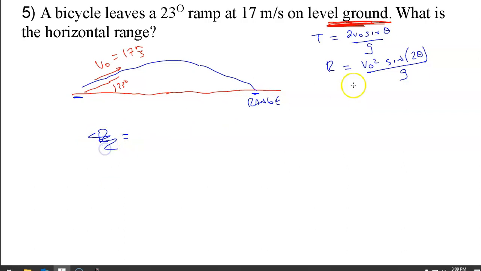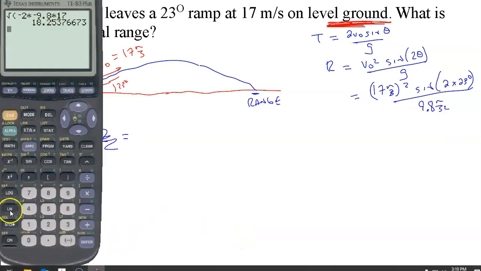Gee, I should just put the numbers in over here, shouldn't I? 17 meters per second is my initial velocity. That has to be squared times the sine of 2 times the angle. Double angle here. So that'd be times 2 times 23. I'm dividing by g, which on Earth, I'm assuming here that we're standing on Earth, not Jupiter, would look like that. And I want to do 17 squared times the sine of 2 times 23. Need to close up sine and then divide by 9.8.